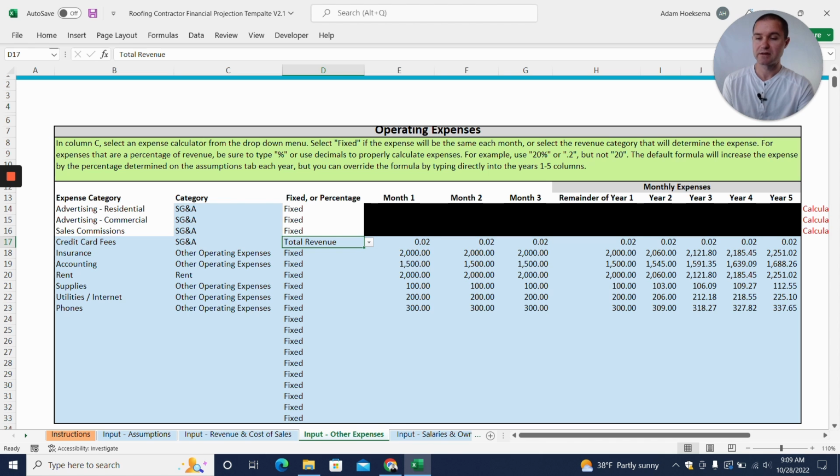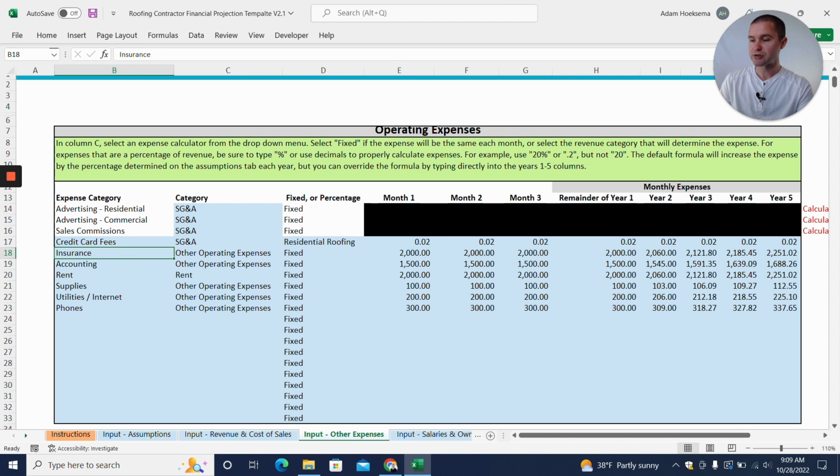So we're assuming that, hey, a lot of our customers are going to pay with credit card. And we could say that maybe it's just the residential business that's paying with credit card. Maybe the commercial pays with a check. So for the residential, we'll say 2% of residential roofing revenue will go towards credit card fees.